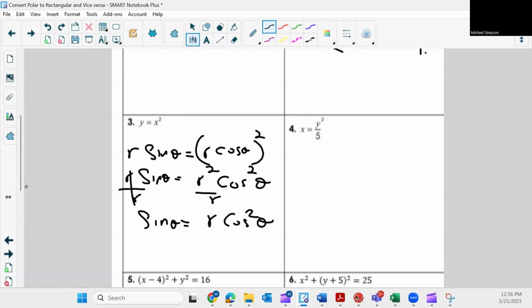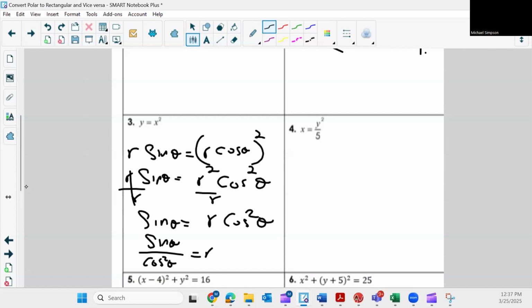Say it again. Not cancel, but we're going to. No, that's a square. I want r by itself. Divide by cosine squared, right? So divide both sides by cosine squared. That gives me sine theta over cosine squared theta is equal to r. Good. Now, what is that equal to?